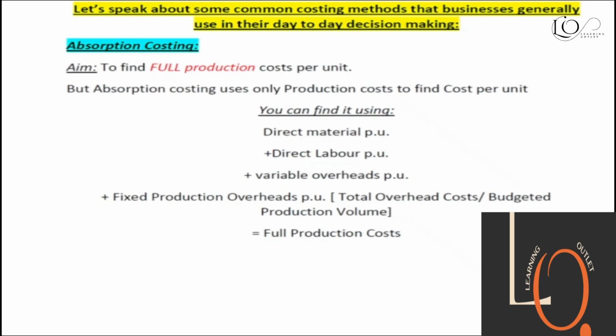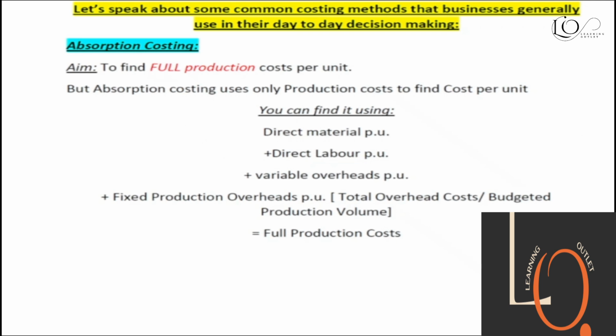So the first method many businesses use is absorption costing. So absorption costing is a method that helps you find the full production cost per unit, the full production cost. But absorption costing uses only production cost to find costs per unit. So the formula is direct material. To find the full cost of a product, you imagine or you look at all the costs that were involved in making that one single product.